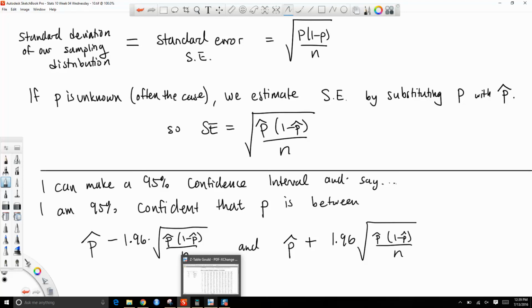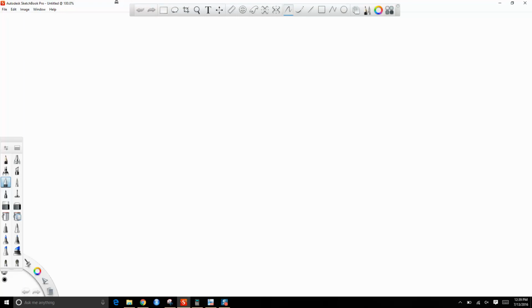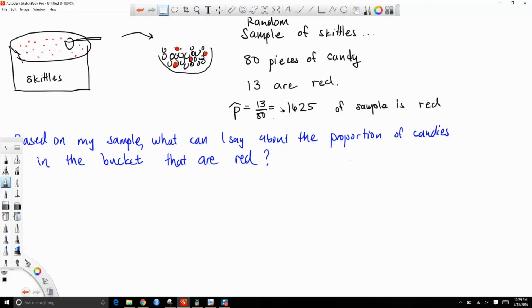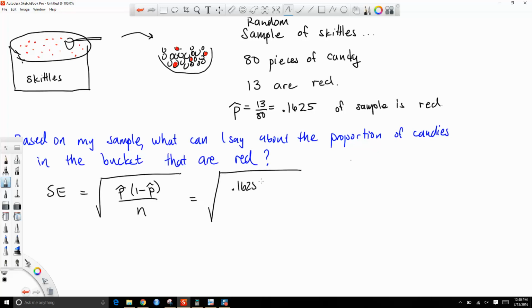Okay, so let's try an example here. Let's do our Skittles candy example. We have p hat is 0.1625. So my estimated standard error would be the square root of p hat times 1 minus p hat divided by n, which is the square root of 0.1625 times 1 minus 0.1625 divided by 80.